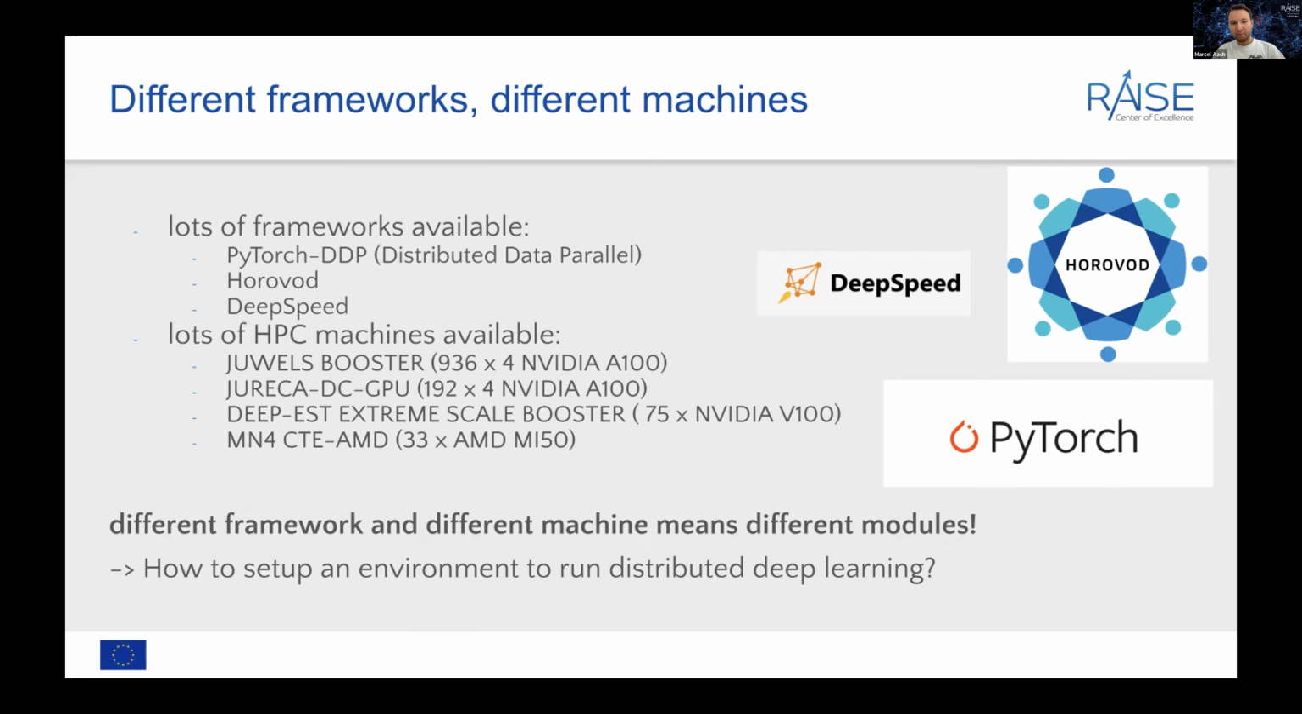And the main problem now is that you have these different frameworks and you have these different machines. So that usually means in order to use these frameworks, you also need to set up your code in different ways. You need to load different modules to run the frameworks on these machines. And I will now show you a bit how to set up an environment on these HPC machines to run your distributed deep learning training.